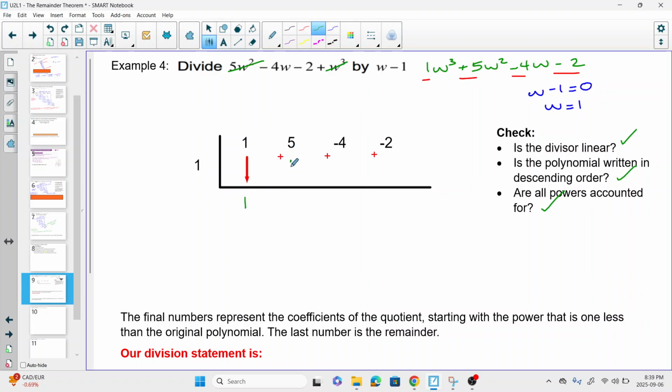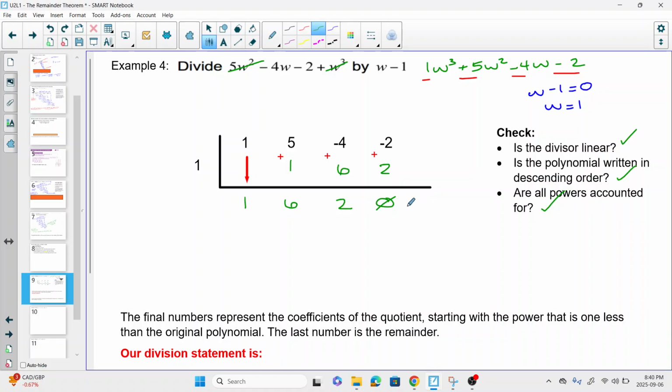Now the difference, like I said, is we're adding our columns of numbers rather than subtracting, and so I put the addition sign there for us. So we're going to do 5 plus 1, which is 6, and then we're going to do 6 times 1 again. That number we're going to put here is 6. Negative 4 plus 6 is positive 2, and we're doing 2 times 1, which is 2. Negative 2 plus 2 is 0.